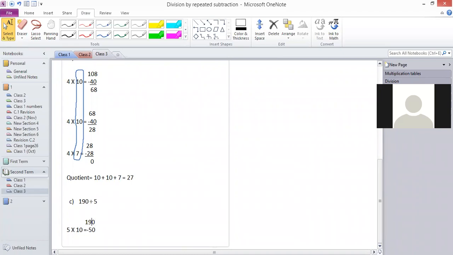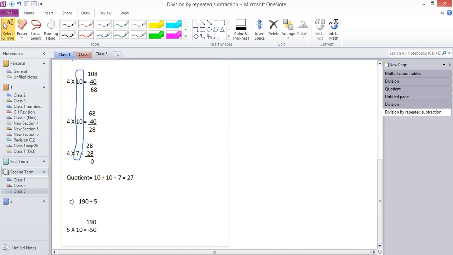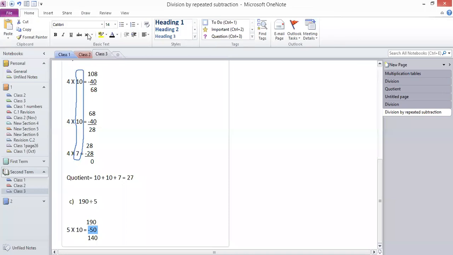Subtract 0 and 0 first. 0 and 0, 0. Good. Then 9 minus 5 equals 4. Then 1 minus 0, there is 1 also. 1 minus 0 is 1. So 190 minus 50 equals 140. Right? 140. Good. Now what to do?